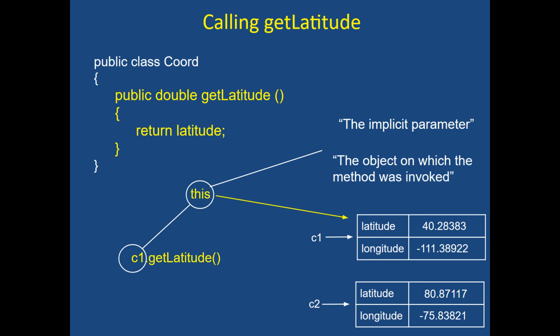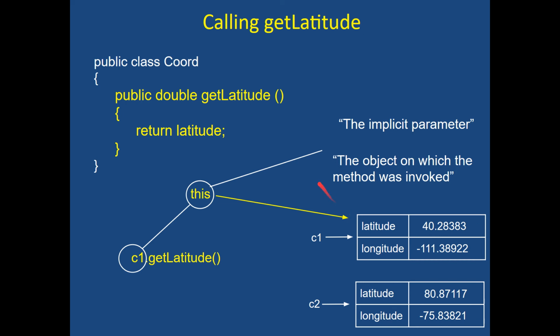So when we say C1.getLatitude, yes, we are calling getLatitude. But what happens is, inside this method here, this keyword this is going to refer to the object on which getLatitude was invoked this time. So C1 refers to this object, so this refers to this object. Okay, that's very important to remember. That same thing holds in a constructor. In a constructor, the object that's being initialized is referred to by the keyword this. Inside an instance method, this is always defined. It's always the object on which the method was invoked.